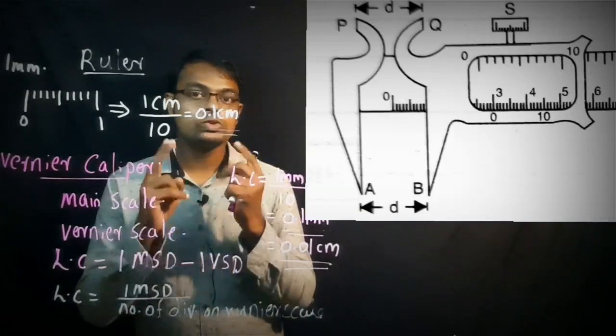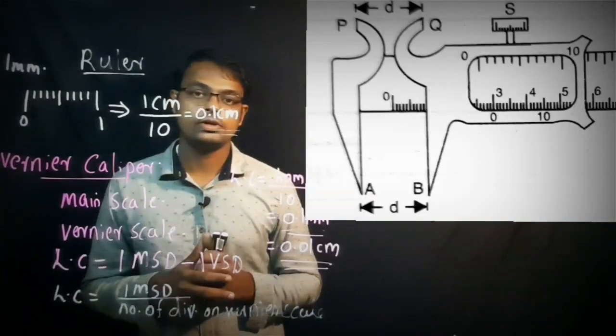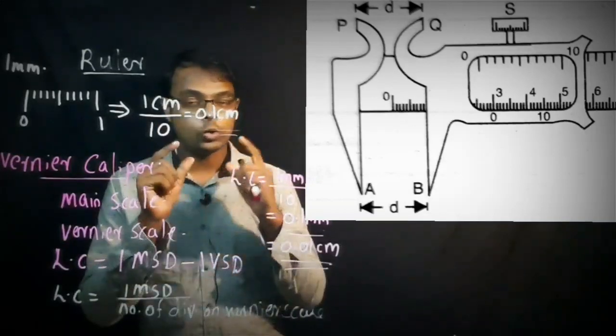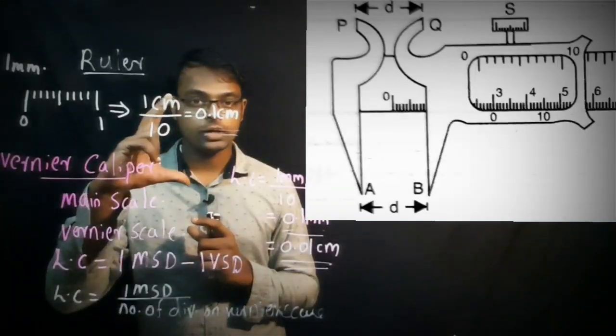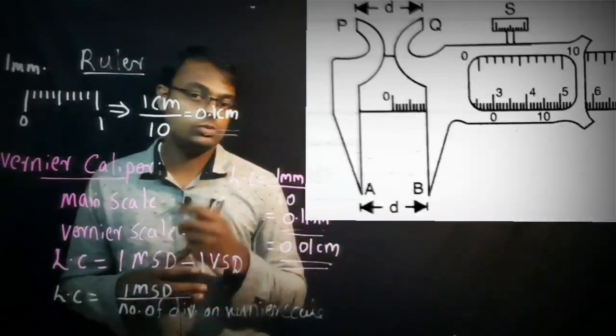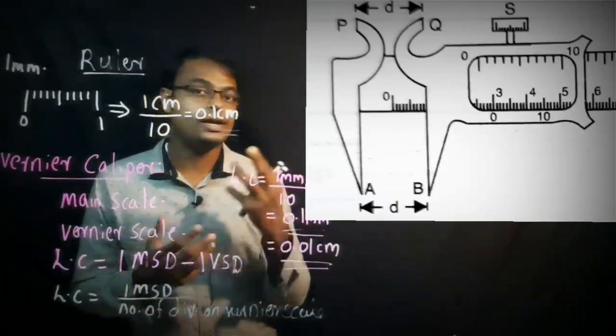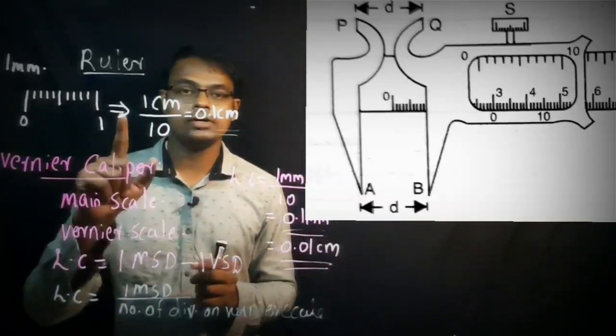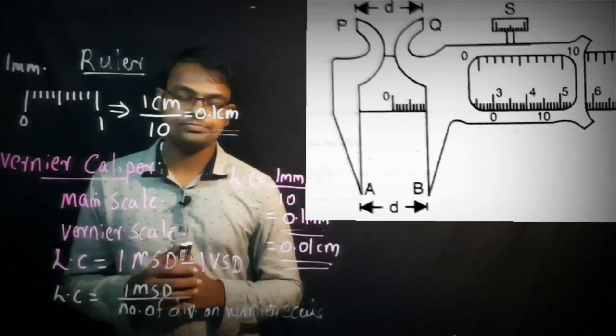Okay, that is two scales in that instrument, and it is used to measure small thickness, diameter, or the depth of any beaker, or the inner diameter, outer diameter, etc. So you will learn in detail later. This is just introducing the vernier caliper. I hope it is clear.